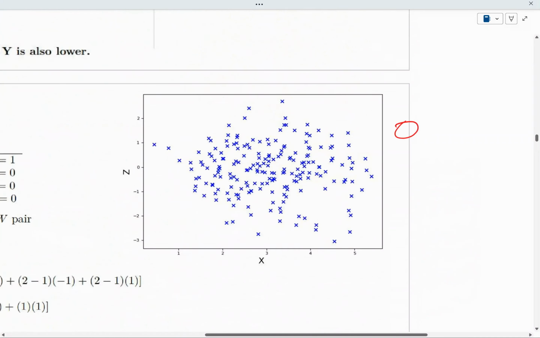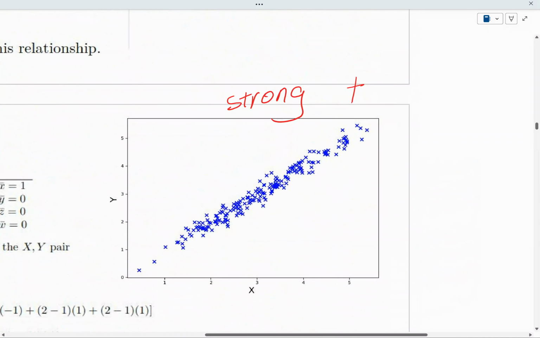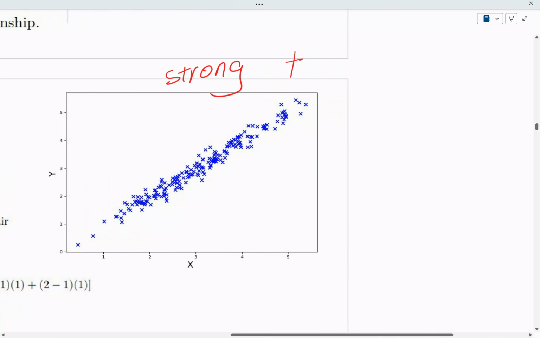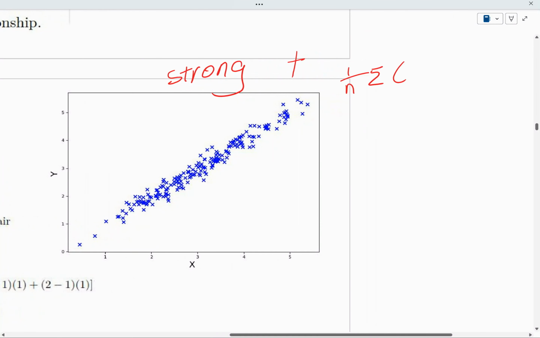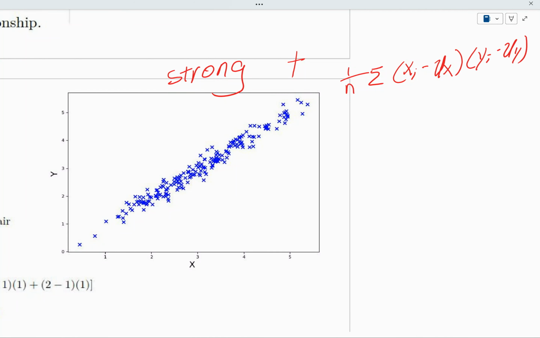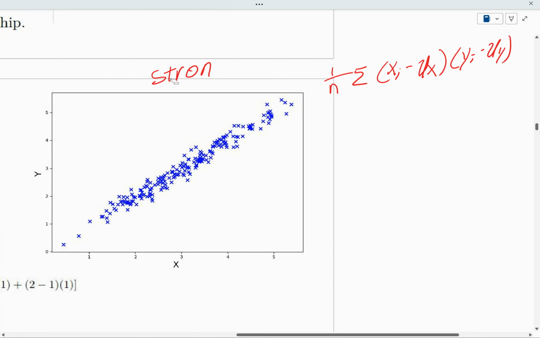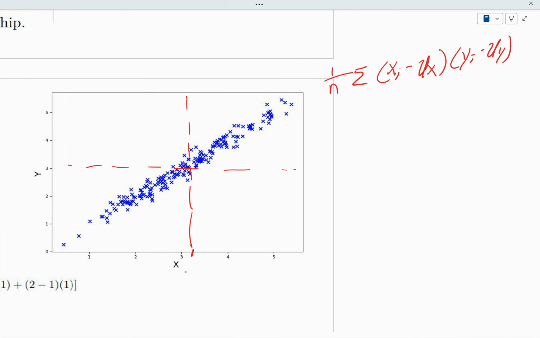So how does the equation work? Well, okay, let's look at this equation. I'm going to write the equation right here. So it's 1 over n, sum of xi minus mu x, yi minus mu y. Okay, so that's the equation. From this plot, we can figure out the center point. So this point is basically mu x. That's the middle point. And this point is mu y, right?